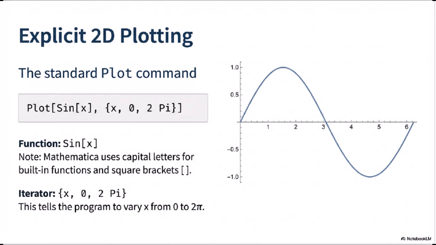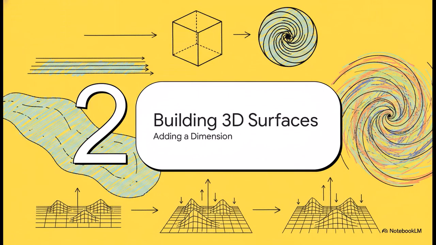And boom, just like that, we get a perfect classic sine wave. You can see it starts at 0, goes up to 1, down to -1, and finishes its cycle right at 2 pi. This is the core idea we're going to build on. Simple commands, elegant results. Okay, so we've got 2D lines down. What's next? Well, let's add a whole other dimension and start building some surfaces.